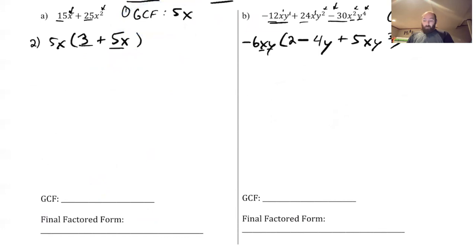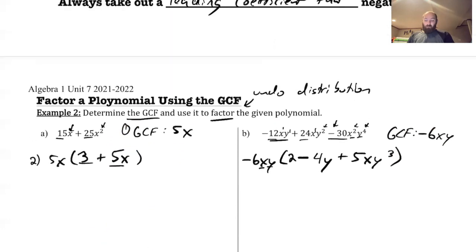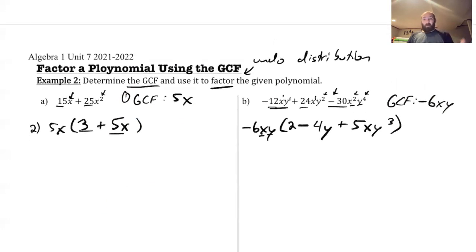Okay. So that's it for 7C day 1. This is our beginning of factoring. We're going to move on to some more complicated versions of this. But remember, the biggest thing I want you to take from this is that when I do factoring, we're undoing distribution. That's the goal here. Try to always think about the backwards version of distribution.